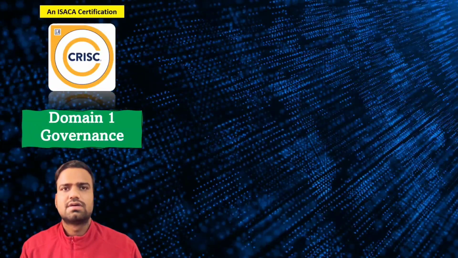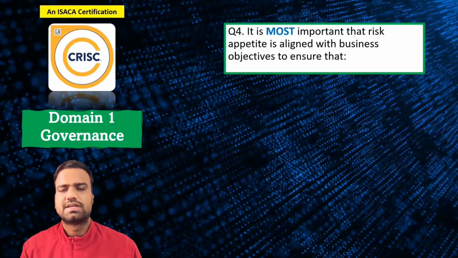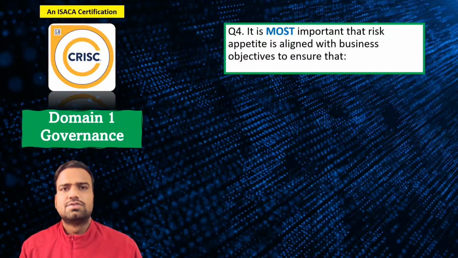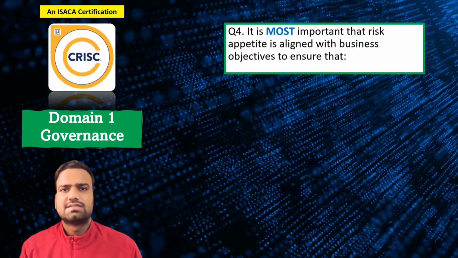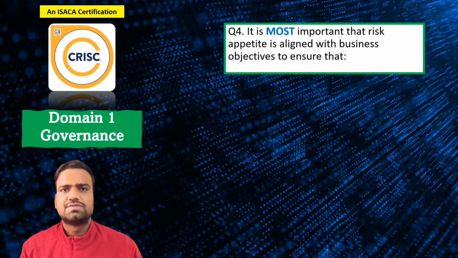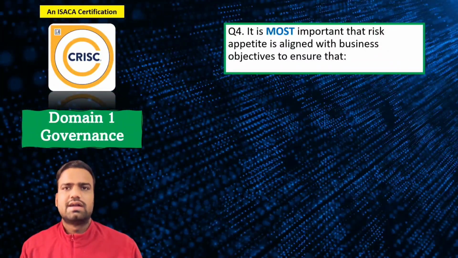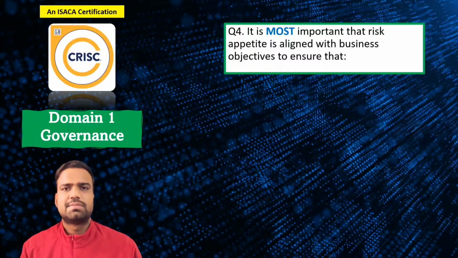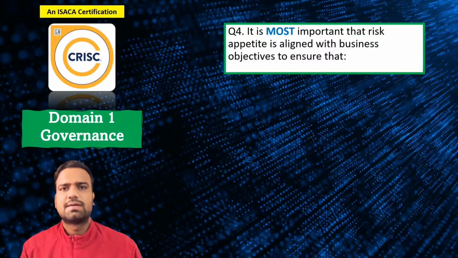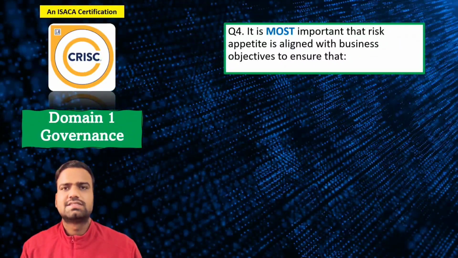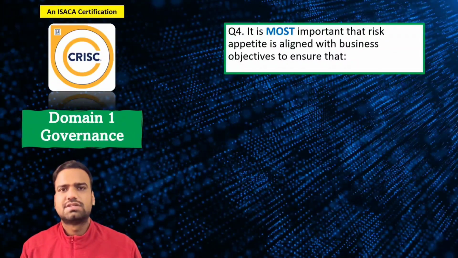Next question. It is most important that risk appetite is aligned with business objectives to ensure that. So let's understand what is risk appetite first. Risk appetite is the amount of risk that an organization is willing to take in order to achieve its objectives. And risk tolerance is an acceptable level of deviation from risk appetite. We have another term, risk capacity, is when risk exceeds the level it threatens the existence of the organization.